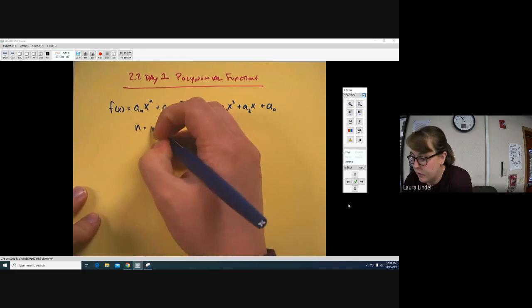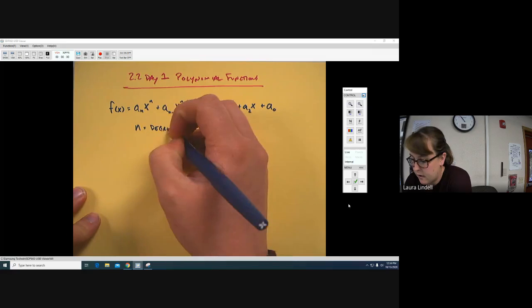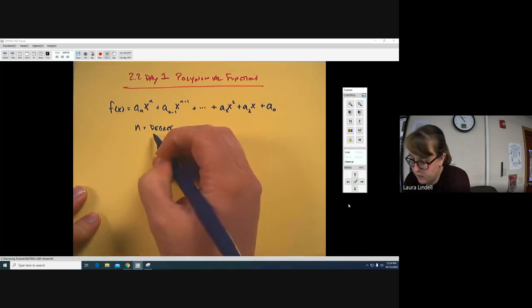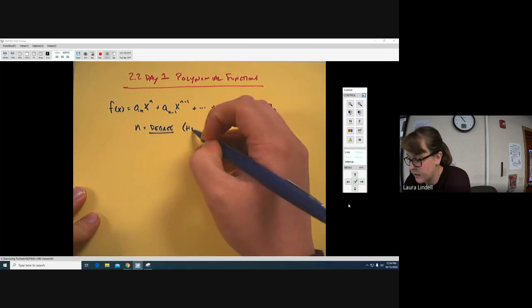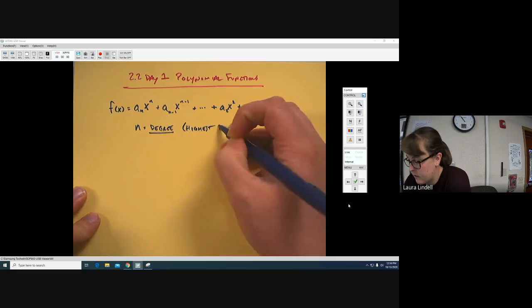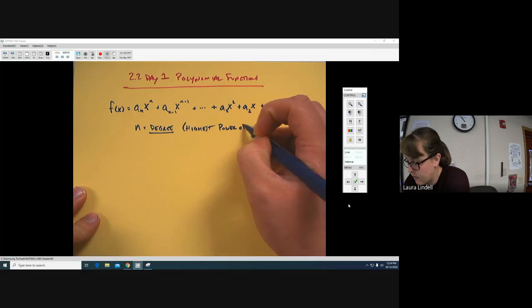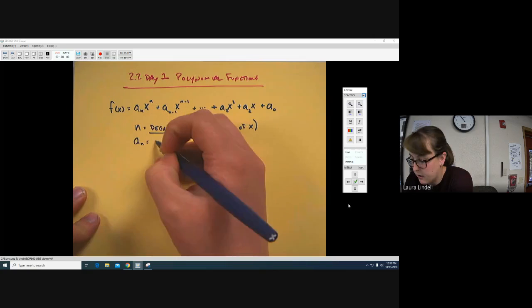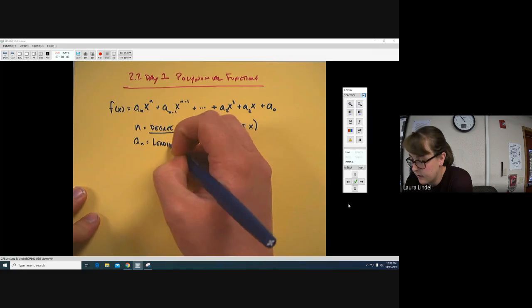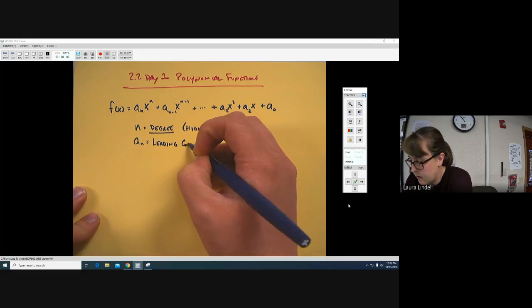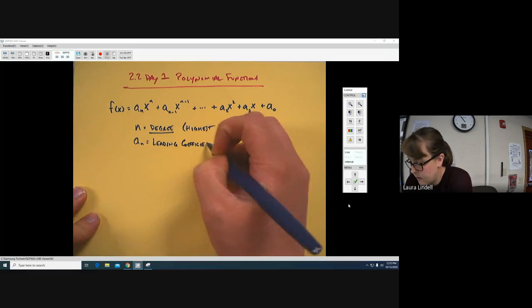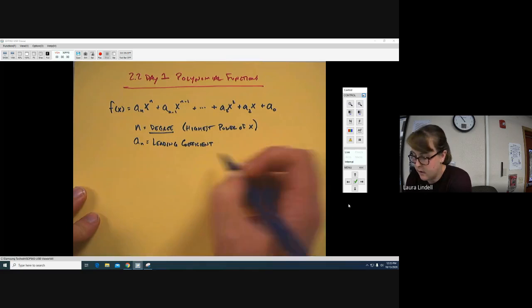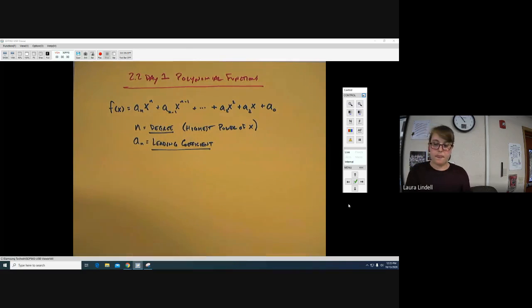n is the degree of the function, and it's the highest power of x. And then a sub n is called the leading coefficient. Okay. So we can use the degree and the leading coefficient to tell us a lot of different things about our polynomial.